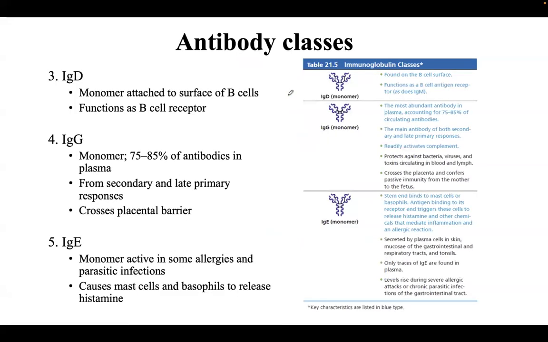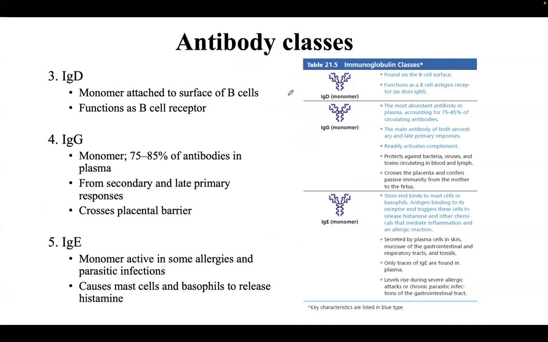The third one is IgD. Okay, this is a monomer. So the next 3 ones, D, G, and E, these are the smaller ones. They are mostly monomers. The D, for example, is only found on the B cell surface, and it functions as a B cell antigen receptor.